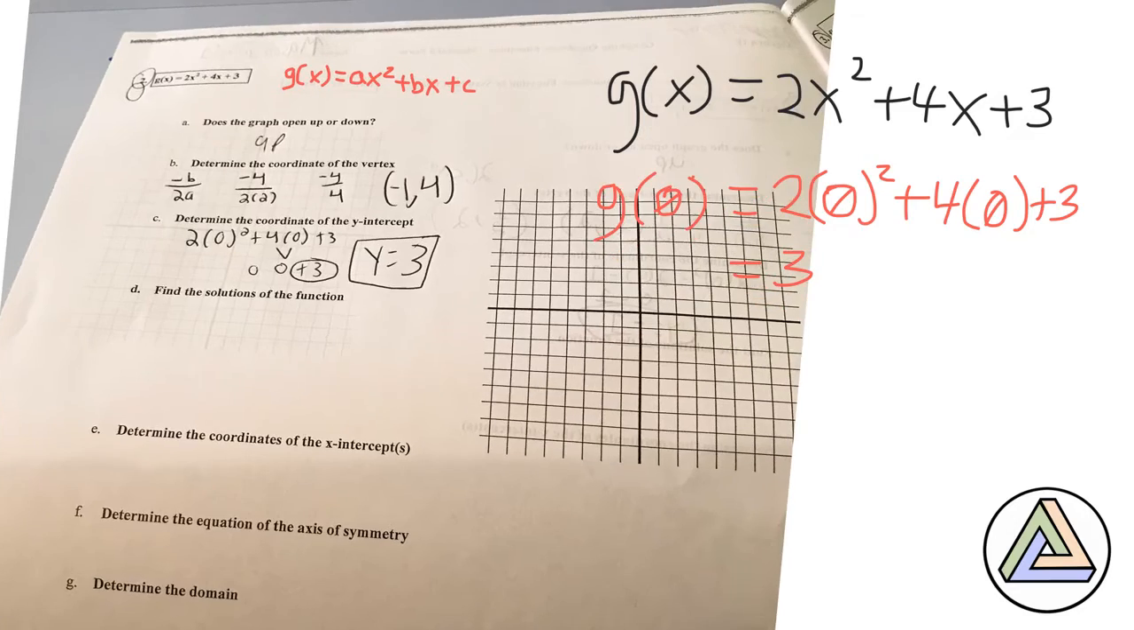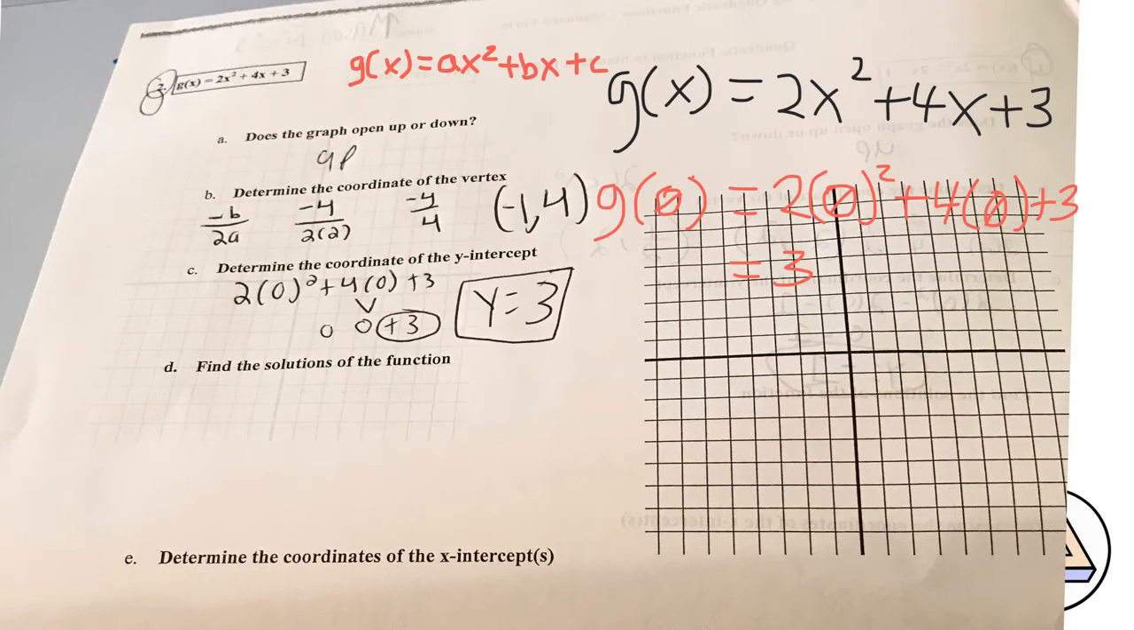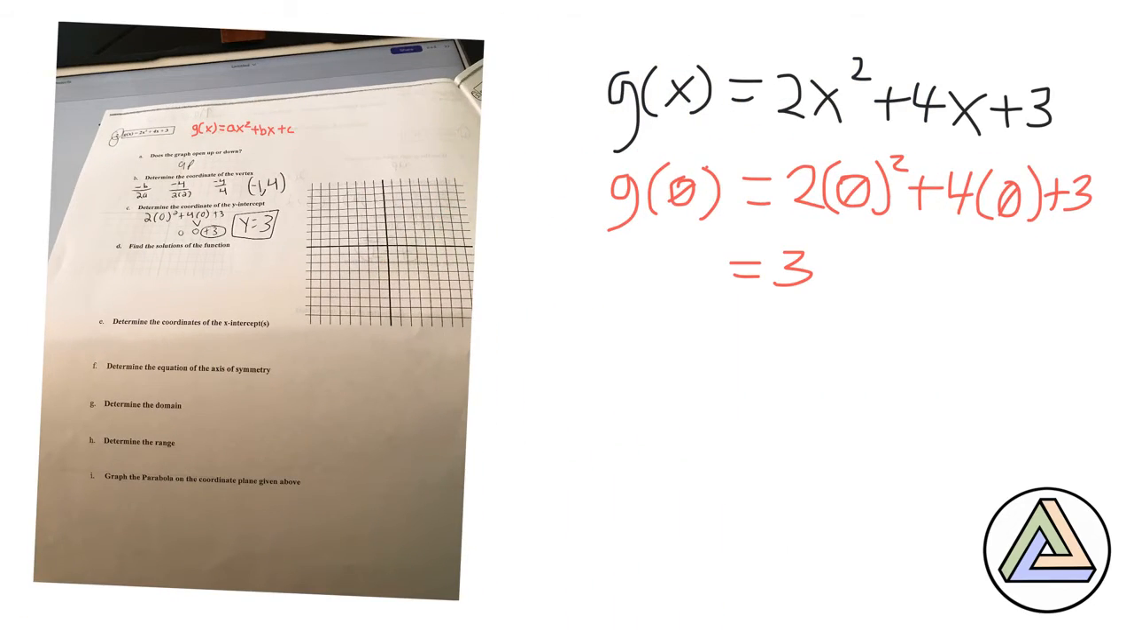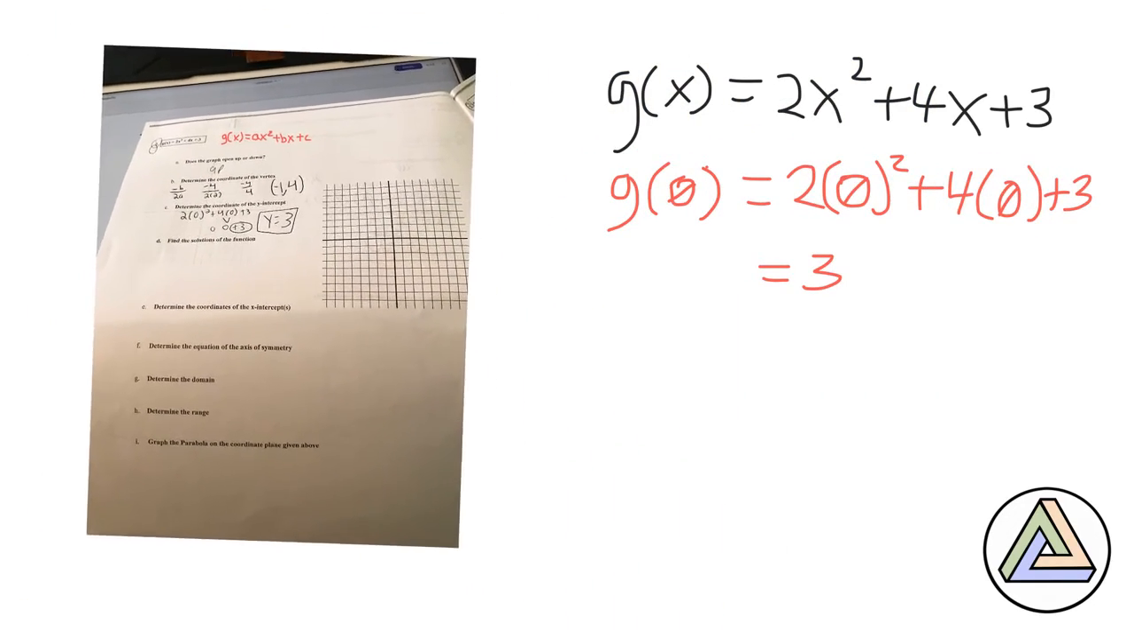But just to kind of kiss the teacher's butt a little bit, we want to be super specific with the wording. It says determine the coordinates of the y-intercept. I'm going to assume that this should be coordinates. Maybe, I don't know, maybe the teacher means coordinate singular, but on the safe side, I'm going to assume that this means the coordinate of the y-intercept. And what that means to me is to give the x and y coordinates.